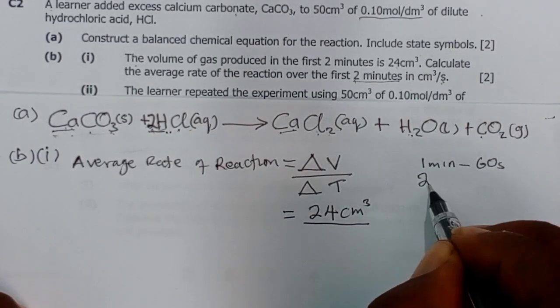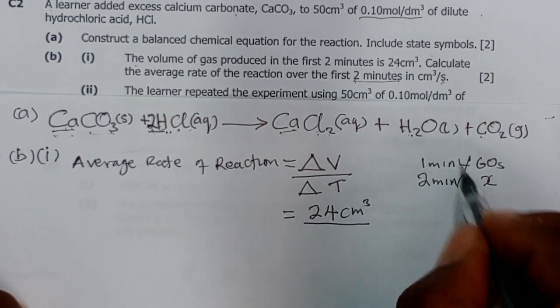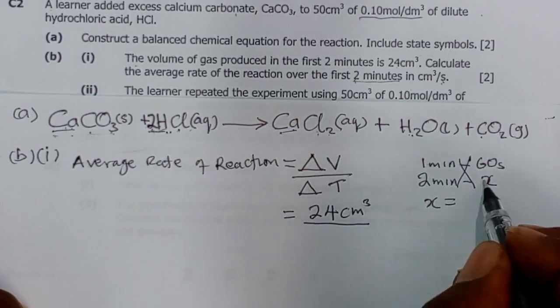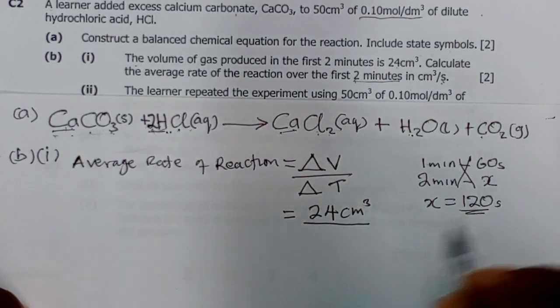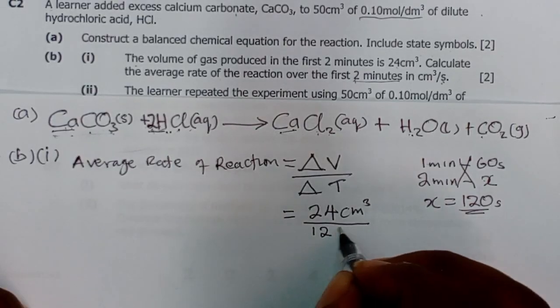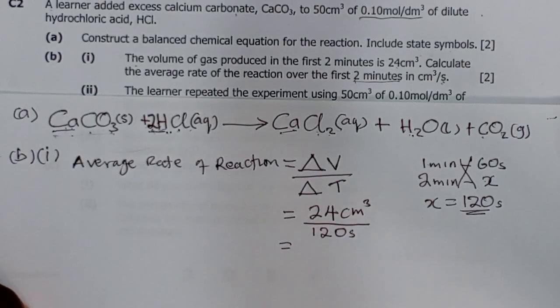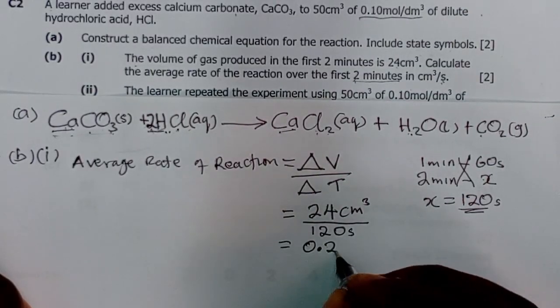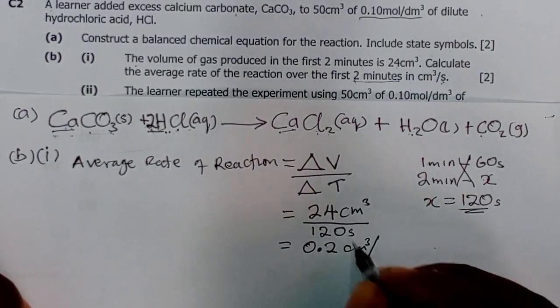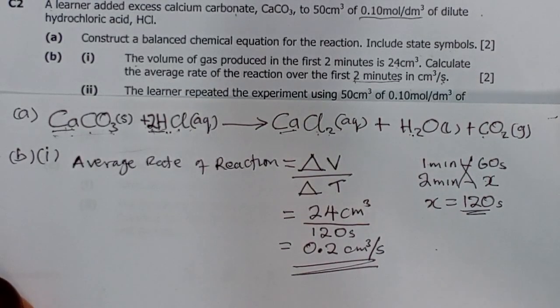So we are changing 2 minutes to seconds. We put x there and cross multiply. So 1 times x is x, and 2 times 60 is 120 seconds. So the time taken is 120 seconds. From there, you just use a calculator to divide: 24 divided by 120. The answer is 0.2 centimeters cubed per second. That is the average rate of reaction.